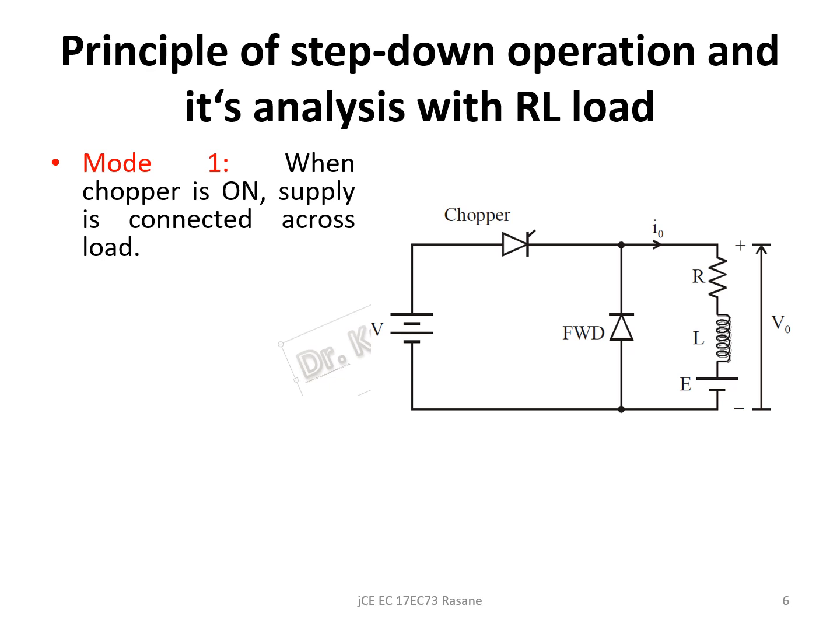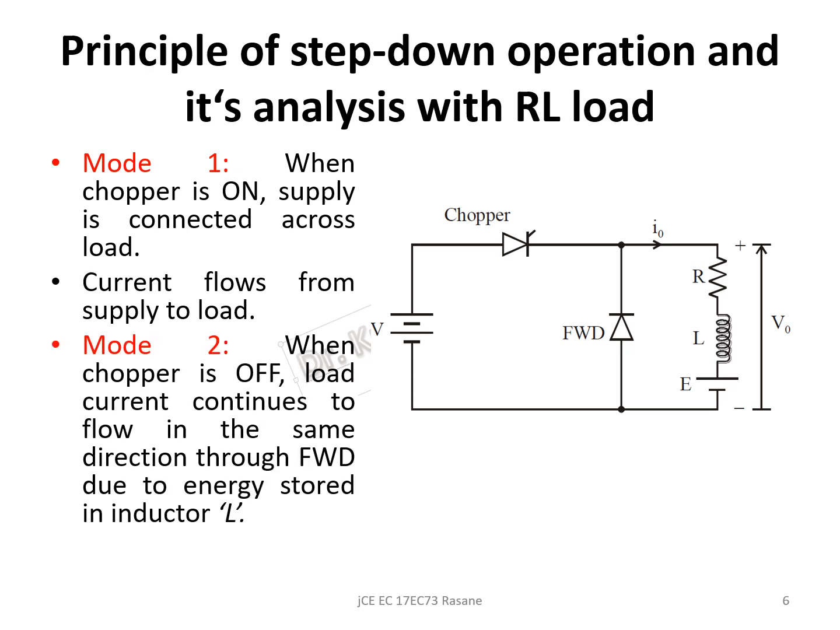So we can say that there are two modes of operation. Mode 1 is when the chopper is on and the supply gets connected to the load and the freewheeling diode is not in the picture. The current flows from the supply to the load in this mode 1. In mode 2, the chopper is off and the load current continues to flow in the same direction but through the freewheeling diode, due to the energy that is stored in the inductor L.